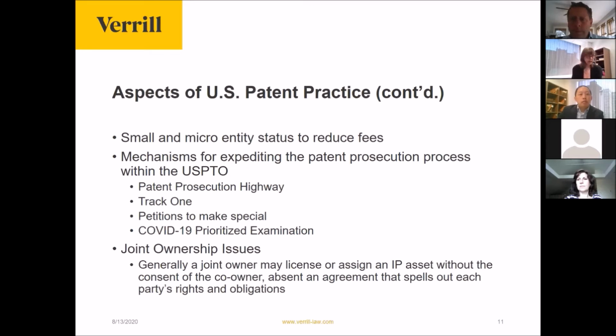Micro entity status has some additional requirements for individuals. There's a gross income limit and a limit on the number of applications filed, and it's available for certain applications from institutions of higher learning.